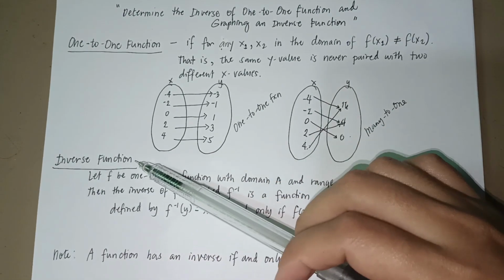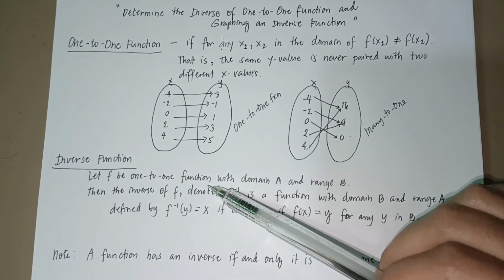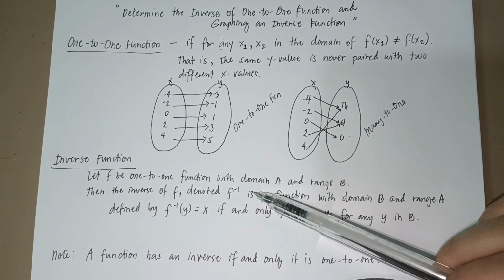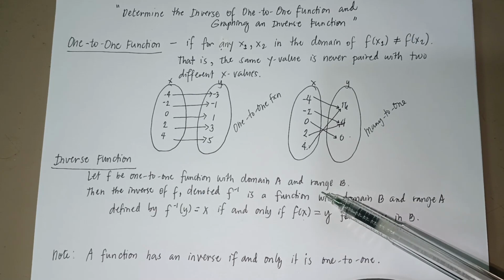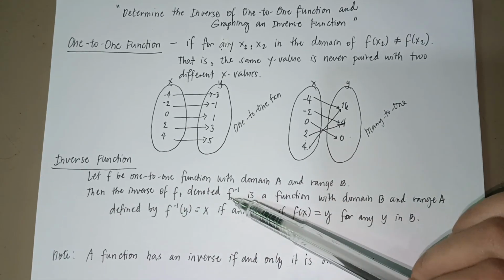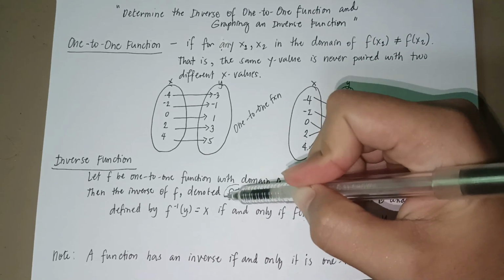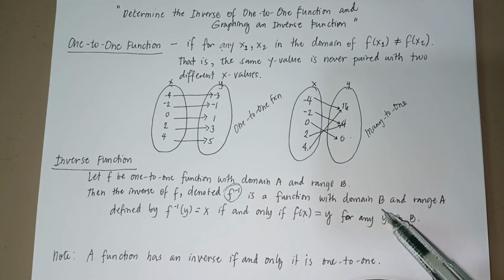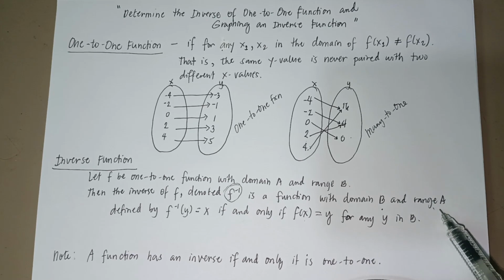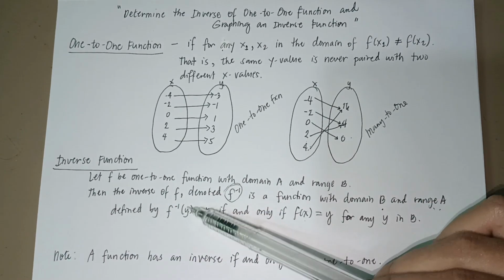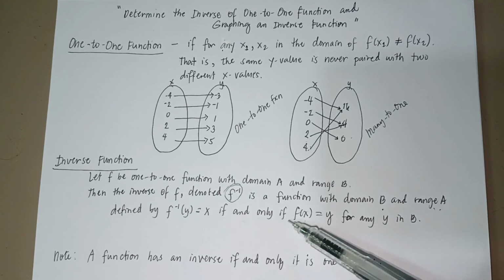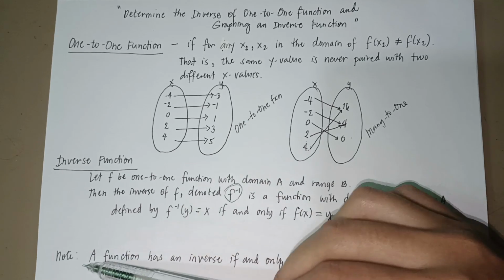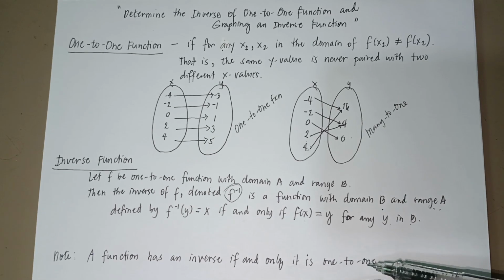What about the inverse function? Let f be a one-to-one function, with domain A and range B. So, domain, all values of x, and range, all values of y. Then the inverse of f, denoted by f raised to negative 1. Take note, when you say inverse, it has an exponent of negative 1. It is a function with domain B and range A, so the domain and range are switched. It is defined by f raised to negative 1 of y is equal to x if and only if f of x is equal to y for any y in B. Note, a function has an inverse if and only if it is a one-to-one function.